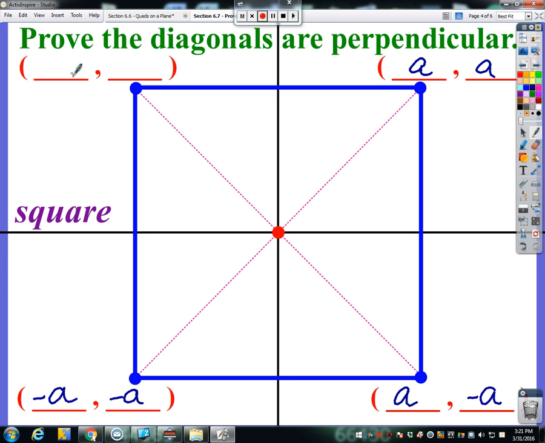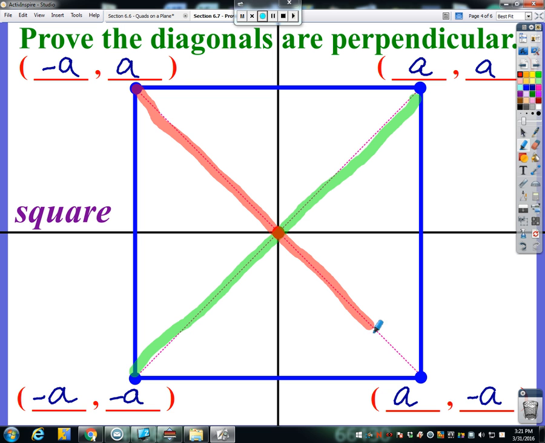And if the diagonals are perpendicular, then we're going to have to calculate some slopes of these diagonals. And we're only going to have to calculate two slopes. We have to calculate the slope of this diagonal and the slope of this diagonal. And if the slopes are perpendicular, then they should be negative reciprocals of each other. And if they are, therefore they are perpendicular.